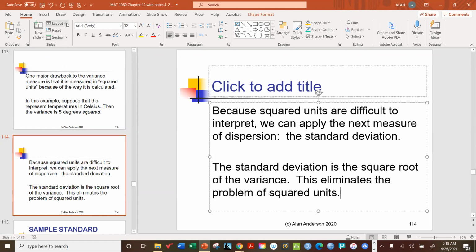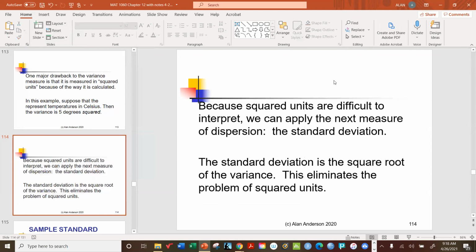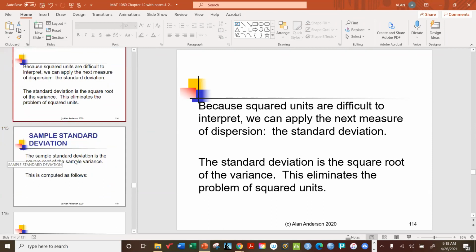Okay, so in other words, the variance is fine as far as it goes, but because it gives us squared units, which are awkward to work with, statisticians have created this measure, which is an extension of the variance, called the standard deviation. What we do here is simply take the square root of the variance that we just got through calculating. And so the result will be a number which is in the same units as the underlying data. In our case, that would be temperatures.